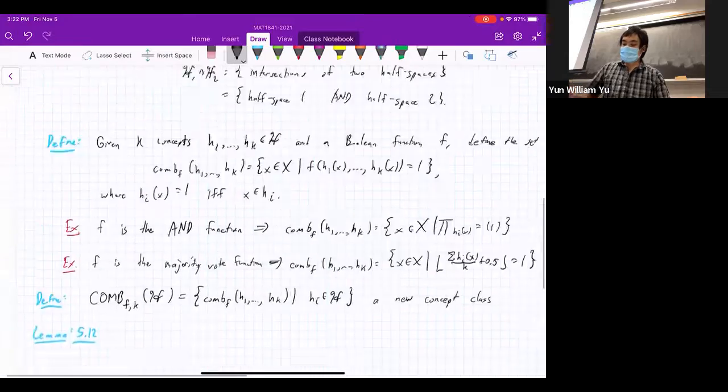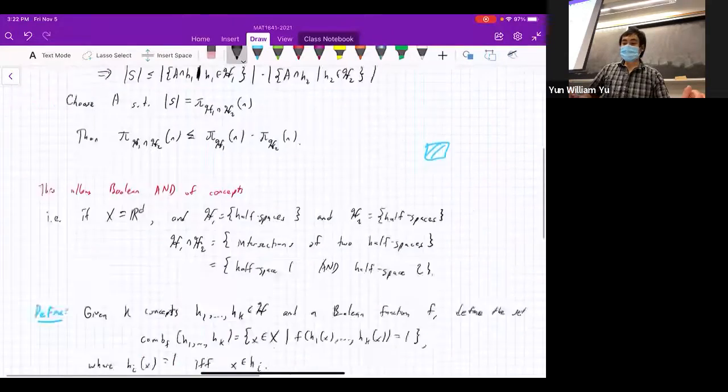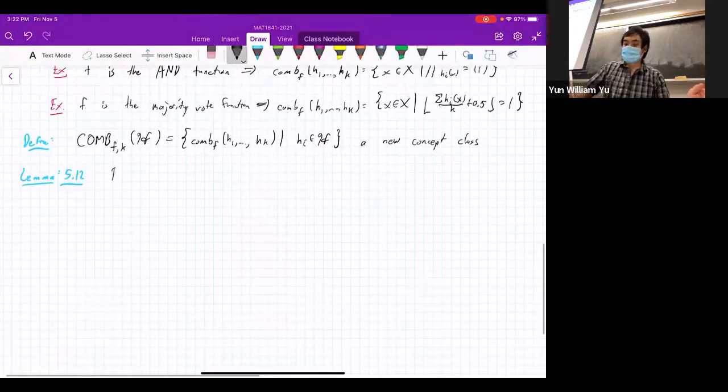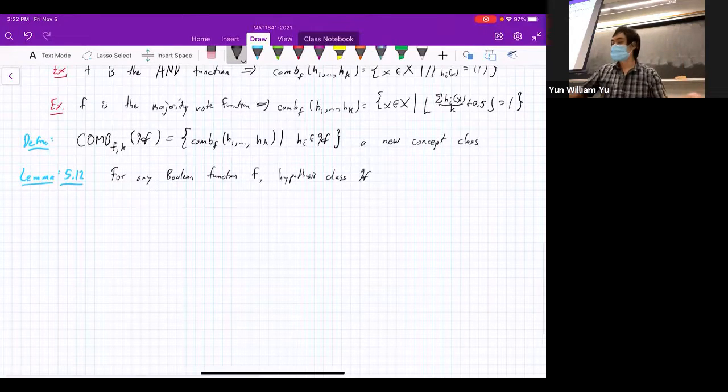Okay, and similar to this lemma above, 5.11, we can also say something about the shattering function of these sorts of things. And this is generally true that for any Boolean function f and hypothesis class, so this is a new name that we're giving for H. It is still the same H, so it's just some set of sets from an integer k.